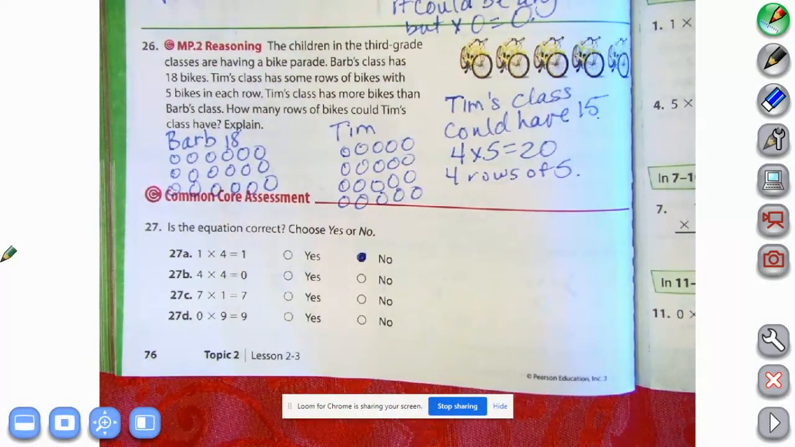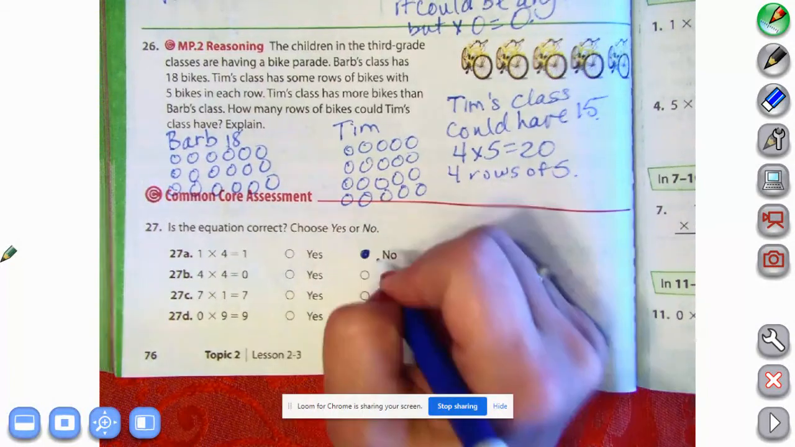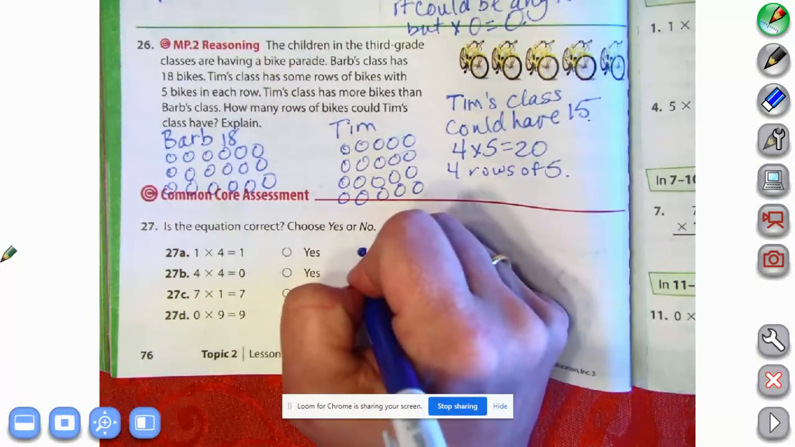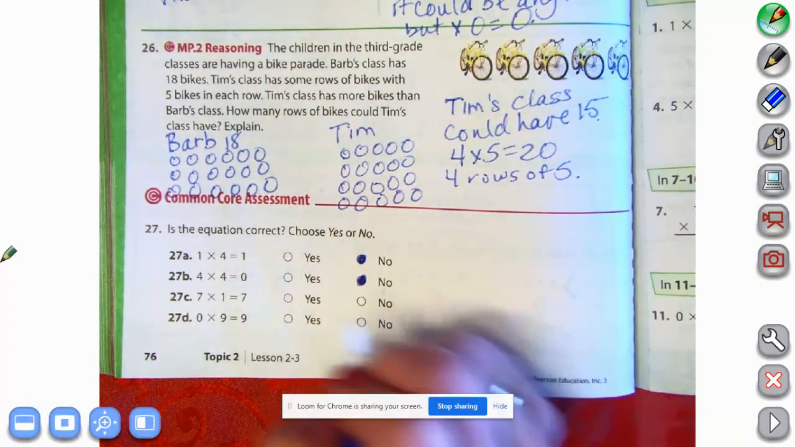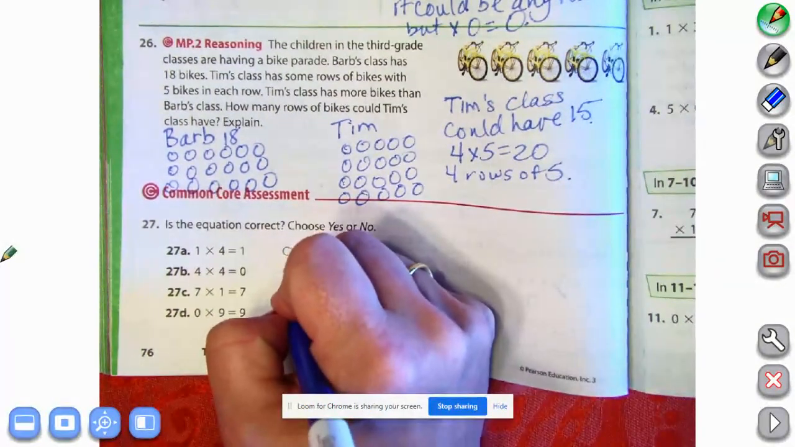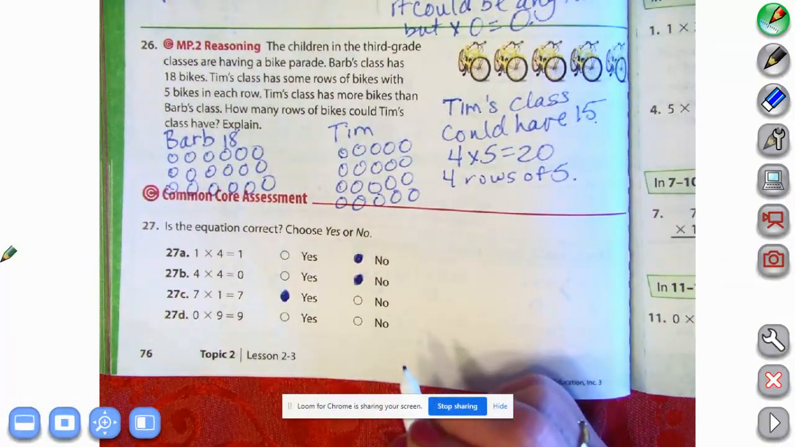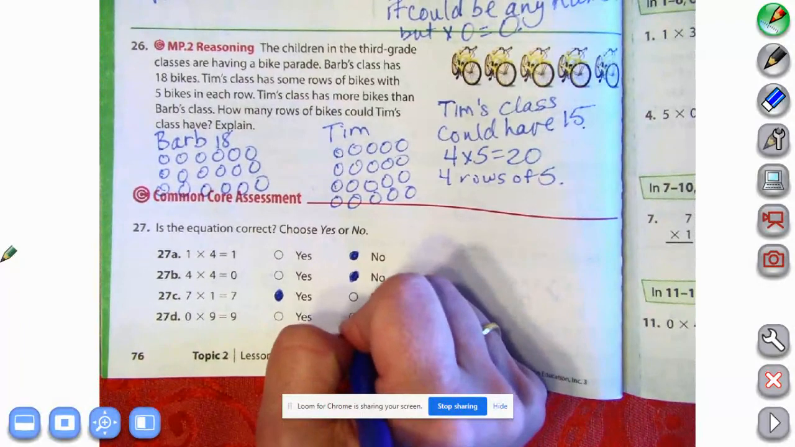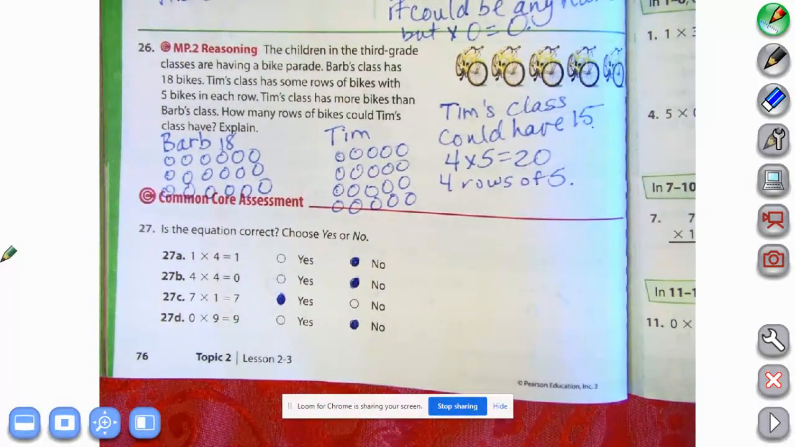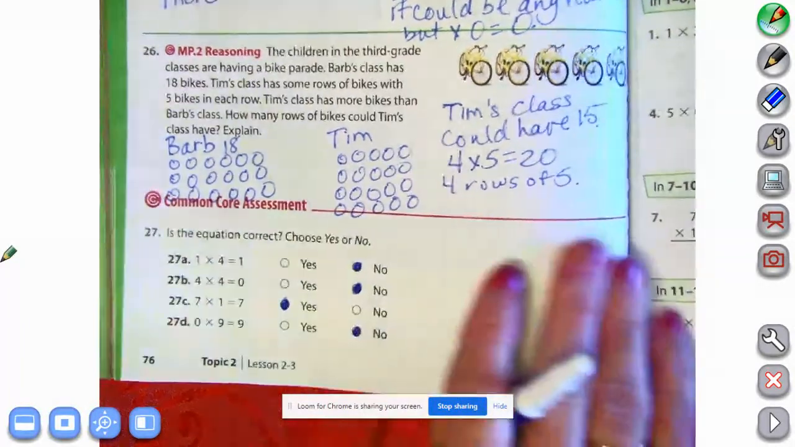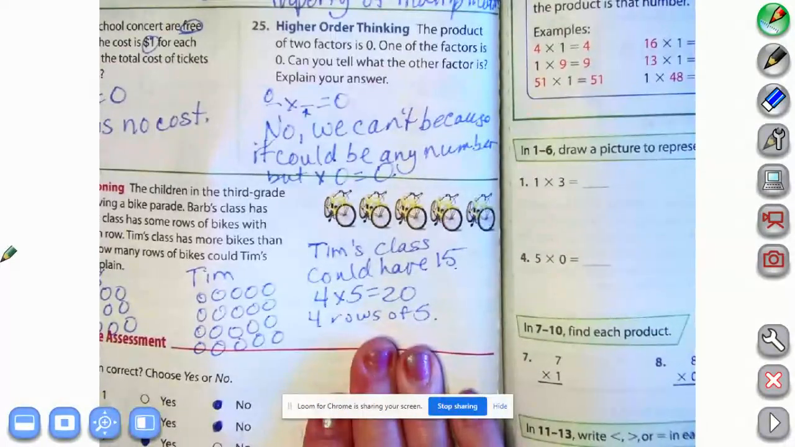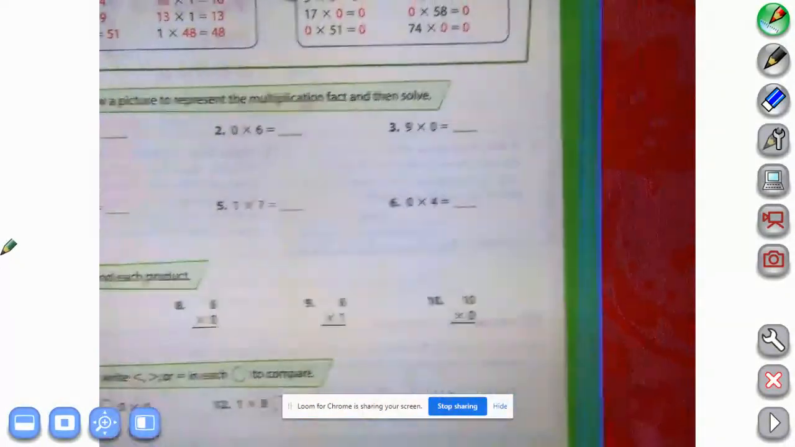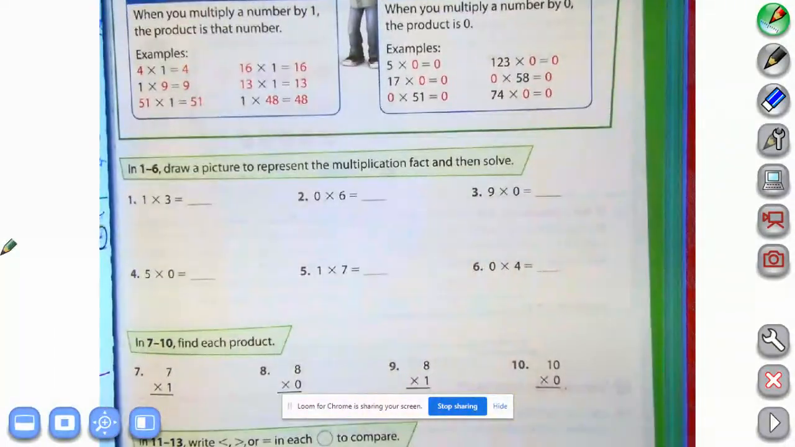4 times 4 equals 0. No. 7 times 1 equals 7. Yes. 0 times 9 equals 9. No. All right. So make sure if you need to go back and get anything written down in your book, please do that. And we're going to be getting our homework started.